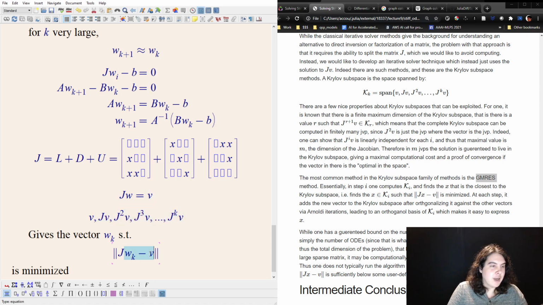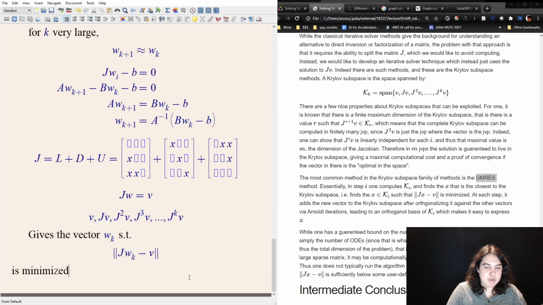But instead, you can say, I want to just find the approximate solution to the linear system up to some tolerance. You just need to figure out how many Krylov subspace vectors you need to be able to calculate that. Right? So how do you calculate these Krylov subspace vectors?